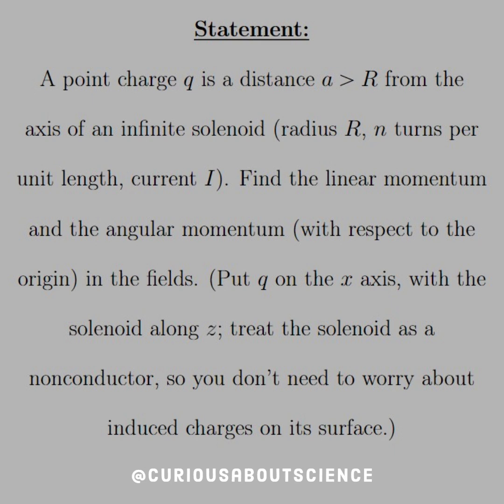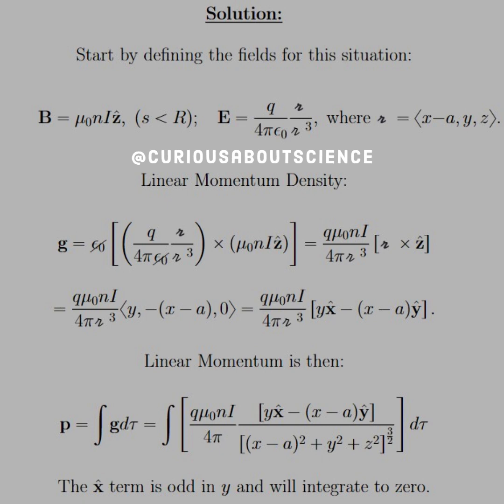Put Q on the x-axis with the solenoid along the z, and treat the solenoid as a non-conductor so you don't have to worry about the induced charges on the surface. Alright, so as always, let's start by defining the fields for the situation. B is only inside the solenoid, so for s less than big R, it's mu naught n I in the z hat direction, and E is equal to Q over 4 pi epsilon naught, script R vector over script R cubed, where script R is x minus A, since we're somewhere to the right of the origin at some location A, y is y, and z is z.